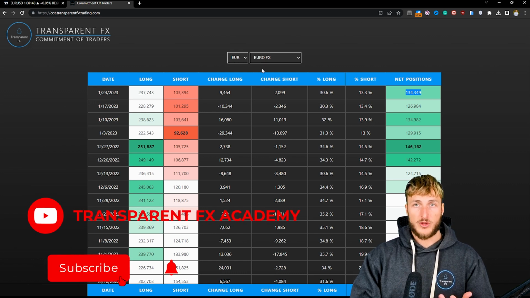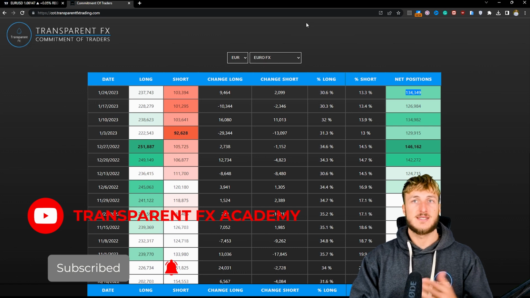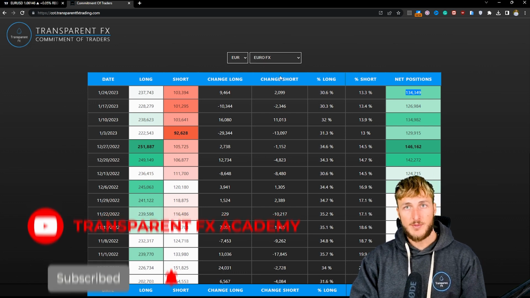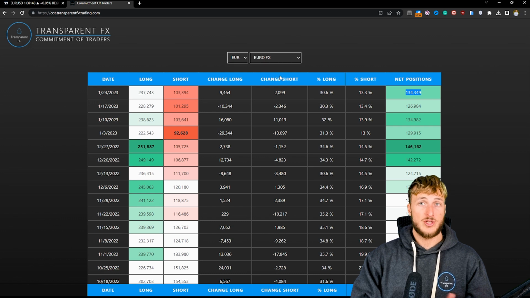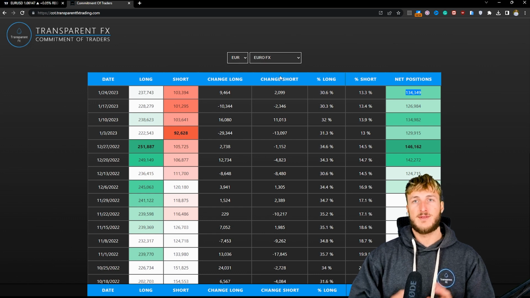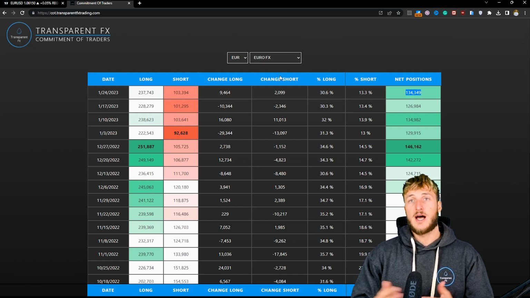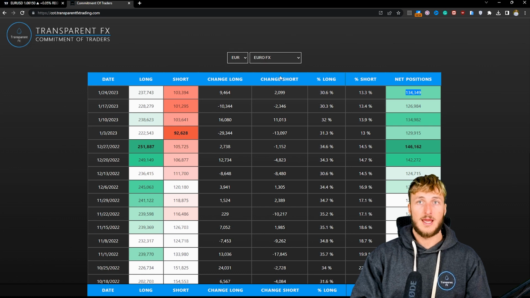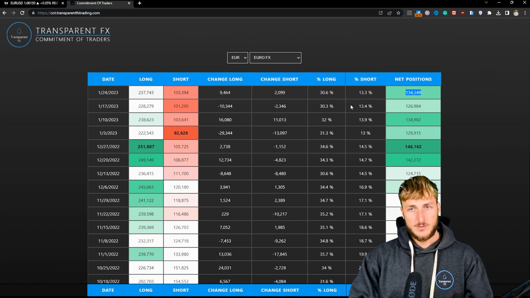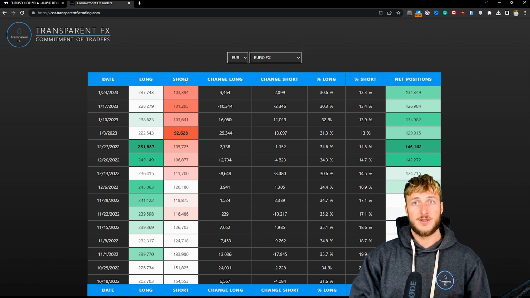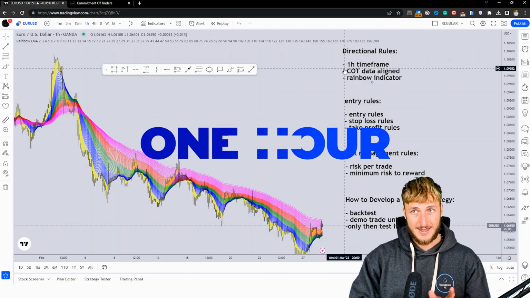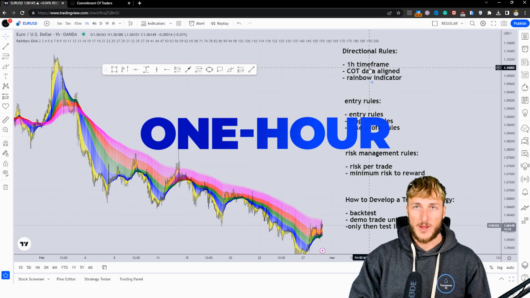And what we want, obviously, is to only be trading in the same direction as the COT data, because that is the direction that has the highest probabilities. Because if you have the biggest players in the market that are putting their orders in a specific direction, there is a higher probability that the market will go in that direction. So we only want to be trading in their same direction. That is the last thing that I want to speak about when it comes to the directional rules.